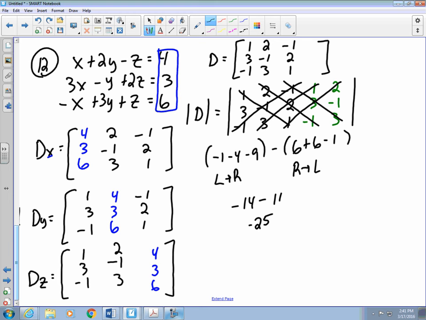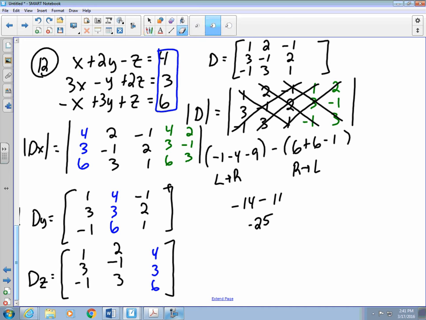And then when I do those determinants, I'm going to copy the first two columns. So now I want the determinant of x. The determinant of x just means I'm going to repeat the first two columns: 4, 3, 6, 2, negative 1, 3. And then I'm going to do as I did before. Same thing with these.